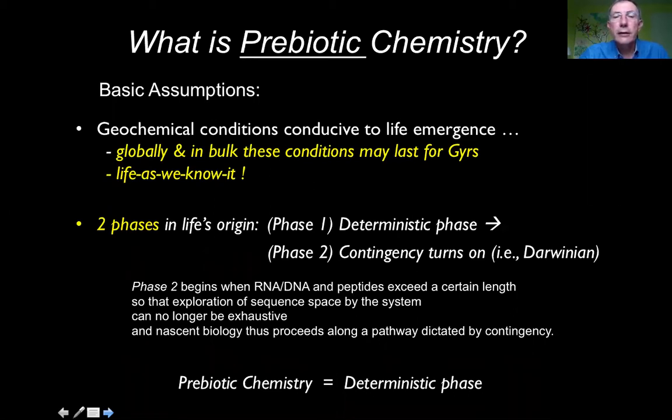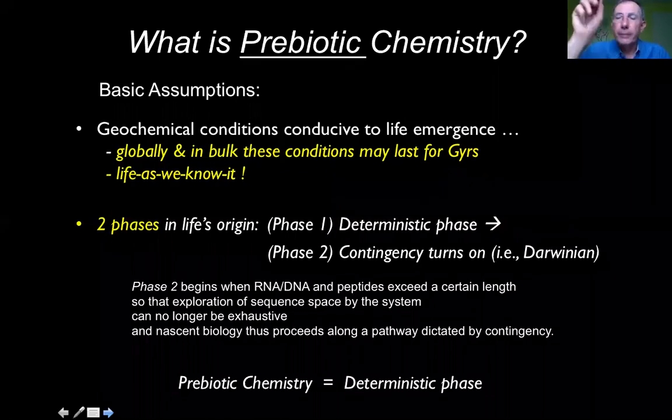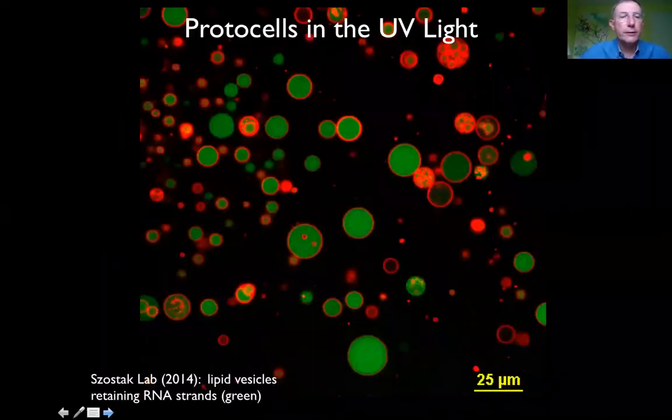And then suddenly exploration of sequence space can no longer be exhaustive. So you get onto the path of contingency and Darwinian evolution. So these two phases together are what I would refer to as prebiotic chemistry, in particular phase 1. Phase 1 is the prebiotic chemistry which leads to the protocells.